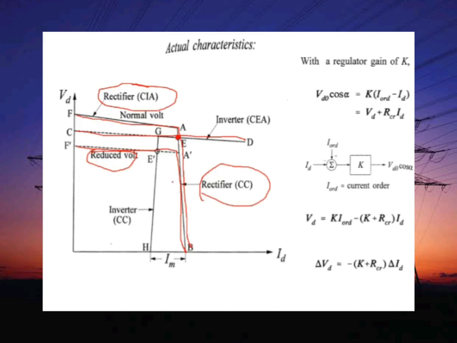So in order to avoid the shutdown problem, the inverter is also provided with a current controller which is set at a lower value than the current setting for the rectifier, and the complete inverter characteristic is given by DGH. This is DGH, consisting of two segments, one of CEA and one of constant current.